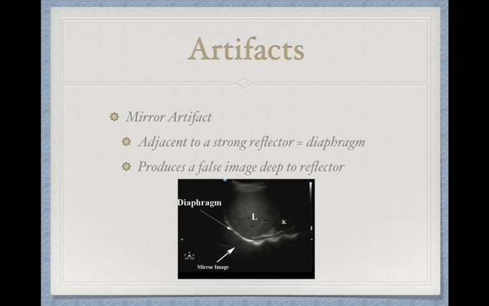Mirror artifact is something we talk about a lot in the right upper quadrant. This happens when there's an adjacent strong reflector. The diaphragm is a very strong reflector, so this produces a false image deeper to the reflector. So I won't go into too much as to why this happens, but basically your machine interprets sound as always going down and back. And off of a strong reflector, you actually have sound come down off the diaphragm, refract off into the liver, come back, and then go back to the machine. But the machine thinks that this sound came down here and came back.